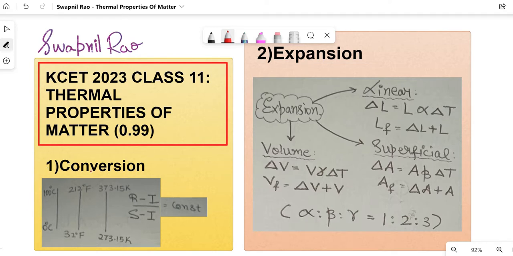So yeah, the first topic, as you can see, will be conversion. The formula over here would be (R minus I) by (S minus I) is equal to constant. If you're wondering what this formula basically means, because I can agree that it doesn't really say much for a person who doesn't know the meaning of the notations, I'll be just explaining it.